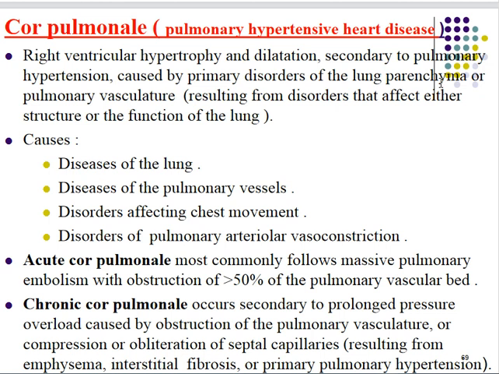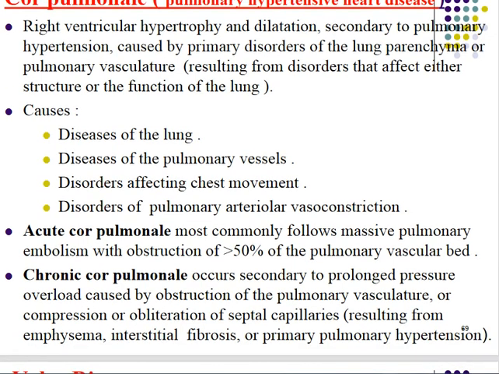So either disease in the lung or in the pulmonary vessels, or chest movement, or any disorder in the arterial vasoconstriction, all these cases may result in pressure of the blood toward the right side of the heart that results in acute or chronic pulmonary heart disease, hypertensive heart disease, what we name cor pulmonale.